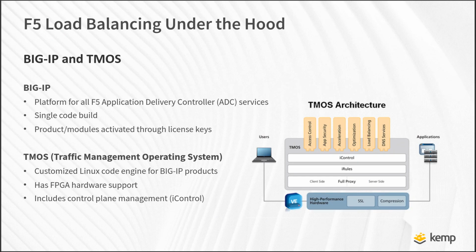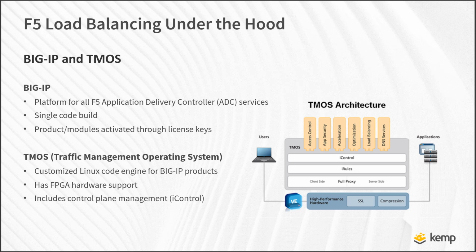Under the hood of all these things, we have Big IP, as I mentioned, which is their brand name for the platform for all their ADC services, their load balancing services. It is one build of code for all the features that you turn on and off. And we'll talk about these features in a minute. And all those different features and modules or products are activated with license keys on that Big IP software. The engine that drives those products and those pieces is called TMOS, Traffic Management Operating System.